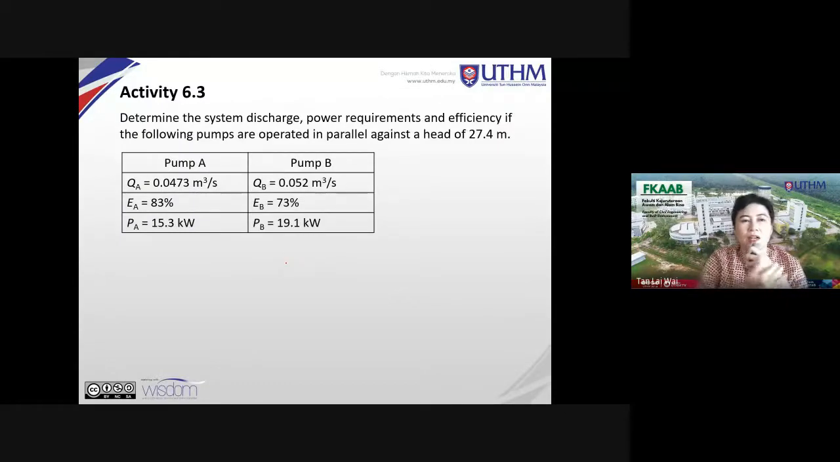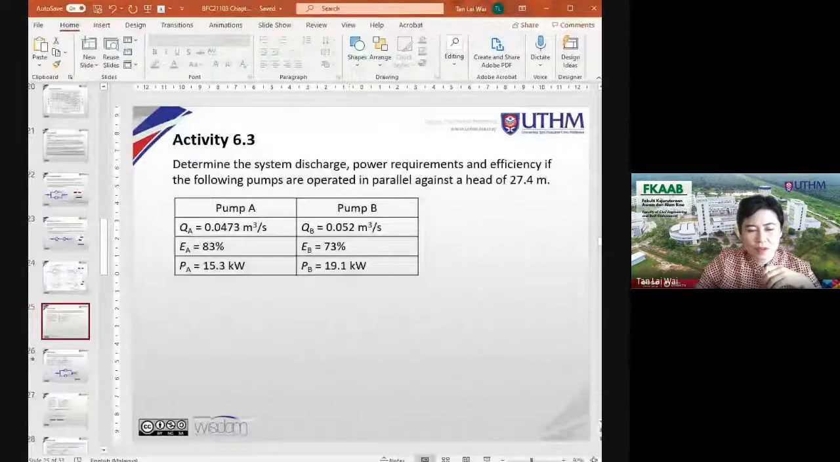Now let's look at this activity. I think I asked you to try this activity. We'll just go through how we are going to look at this, how we are going to solve this. I'm going to reshare the file.